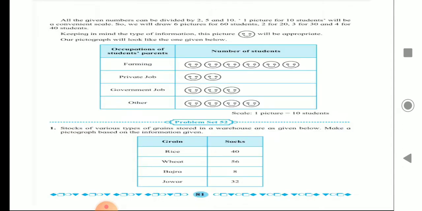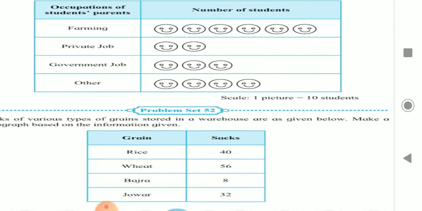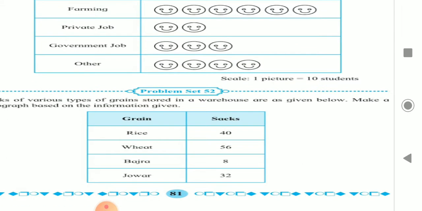Okay, see, from your textbook there is a problem set as well as occupation of the parents. One example is given: farming, private job, government job and other. So name the number of students whose parents are farmers, whose parents have a private job. Here one picture stands for 10 students. So how many parents are doing farming? How many parents are doing private job, government job and other? So same thing here, problem set 52.